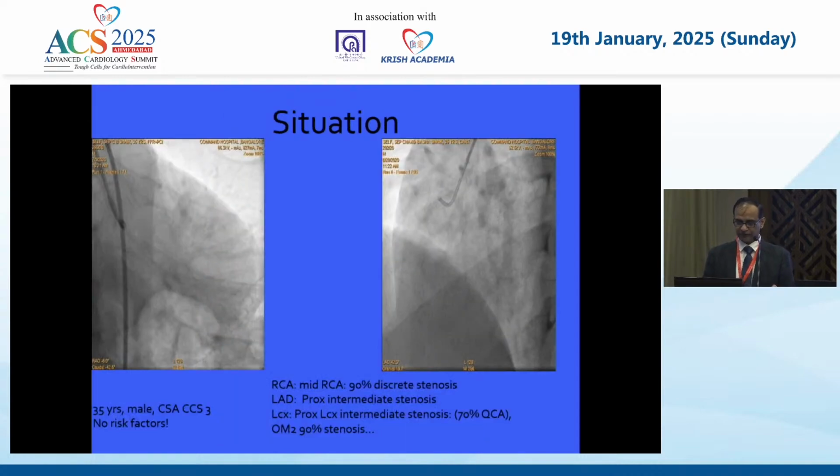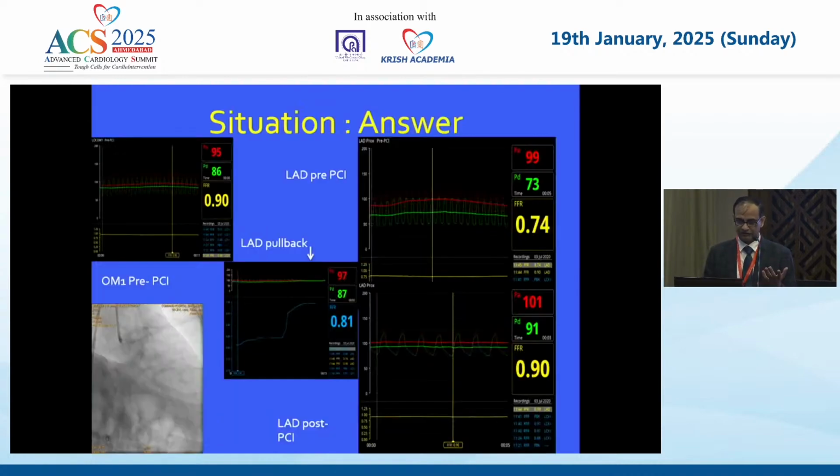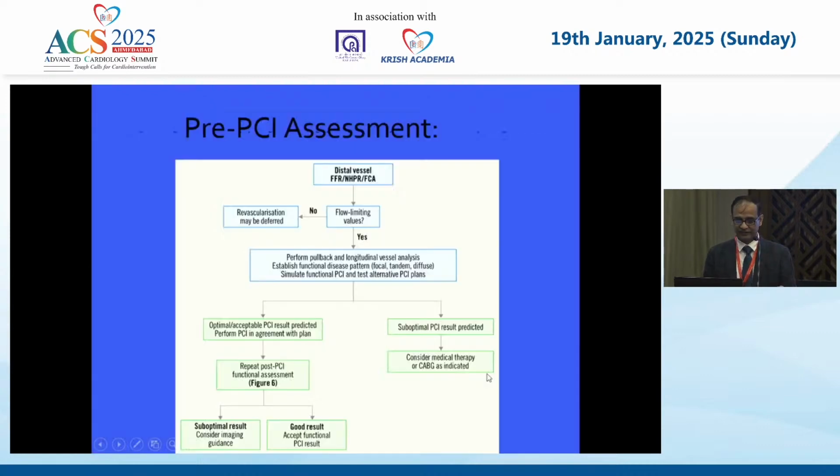Since the video didn't run the first time, you'll have to believe me when I just show you the FFR figures. We did the FFR and we found the LAD, which was intermediate, was actually tight. So we did the pullback in the LAD, defined where the tightest lesion was, finished it off, and then did the post-PCI FFR. So this is our pre-PCI assessment.